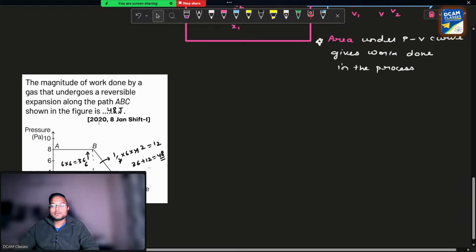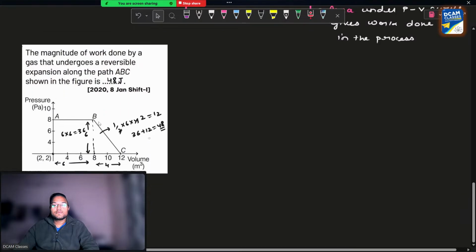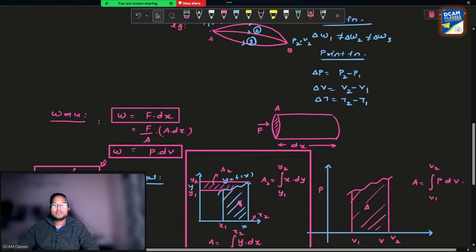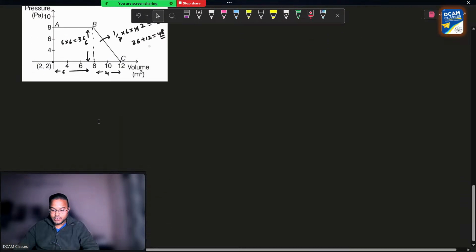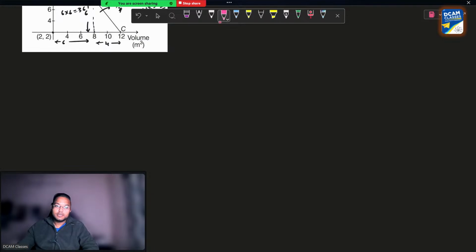Okay, let's move on. What about you, Kanishka? You did not? Yes, sir. Okay. Now let me tell you about properties. There are two different type of properties in thermodynamics. One is intensive property.